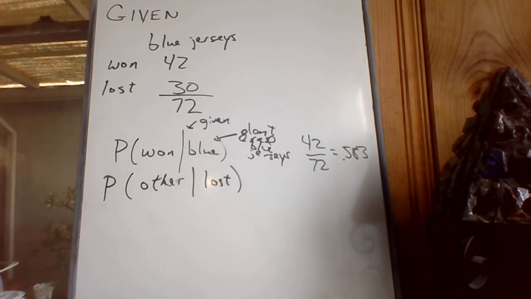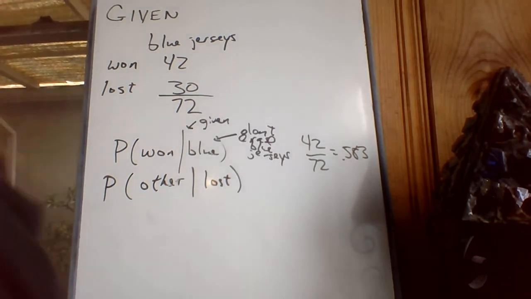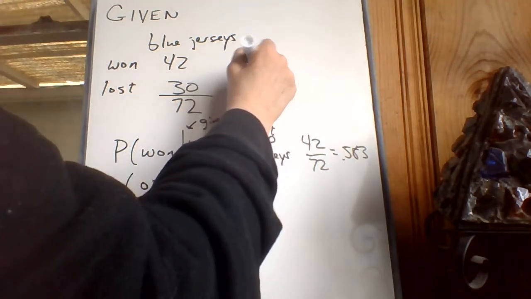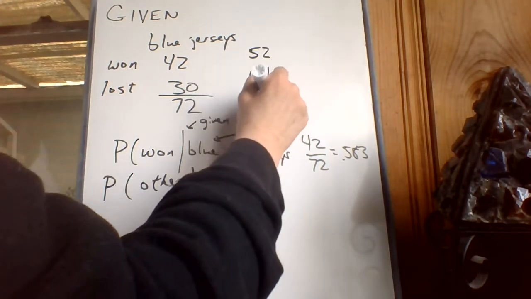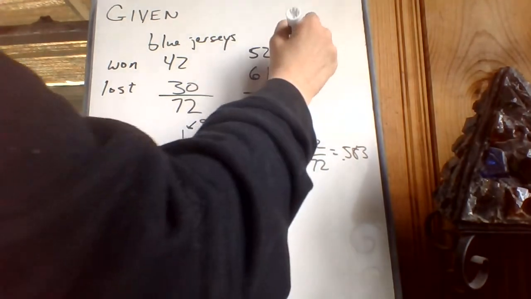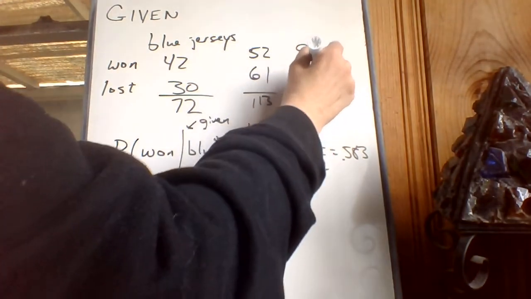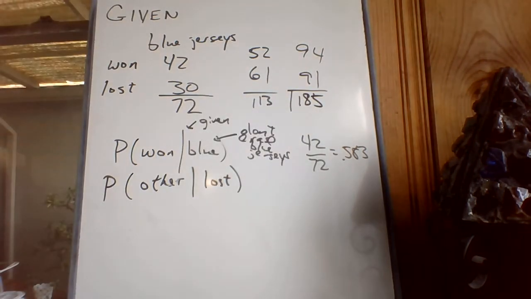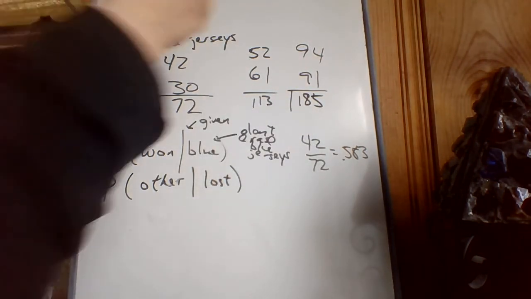Okay, now I've got to put all the numbers back now. I knew I'd regret erasing them, but that's the way it goes. 52, 61, 113, 94, 91, 185. Okay, those are the numbers I erased. And this said other right here.